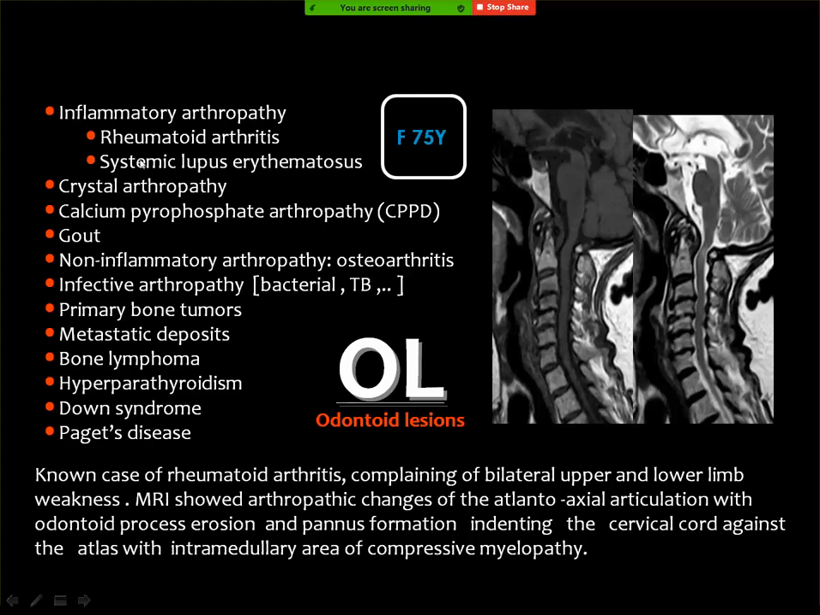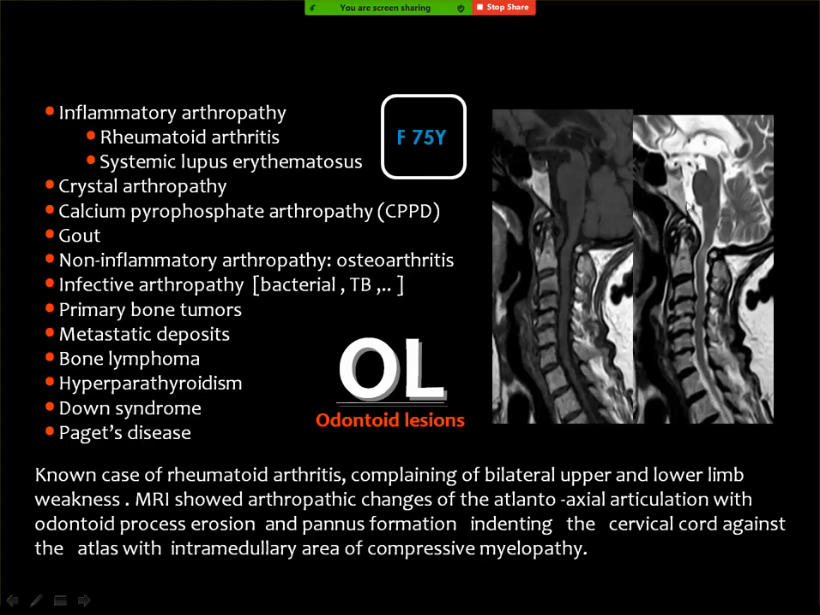And also you have mentioned rheumatoid arthritis, also systemic lupus erythematosus, gout, and the dyschondrocalcinosis or calcium pyrophosphate arthropathy, gout, then osteoarthritis, infective arthropathy like TB and bacteria, primary bone tumor like myeloma, for example, metastasis, lymphoma, and hyperparathyroidism, brown tumor, and Down syndrome, and Paget disease.